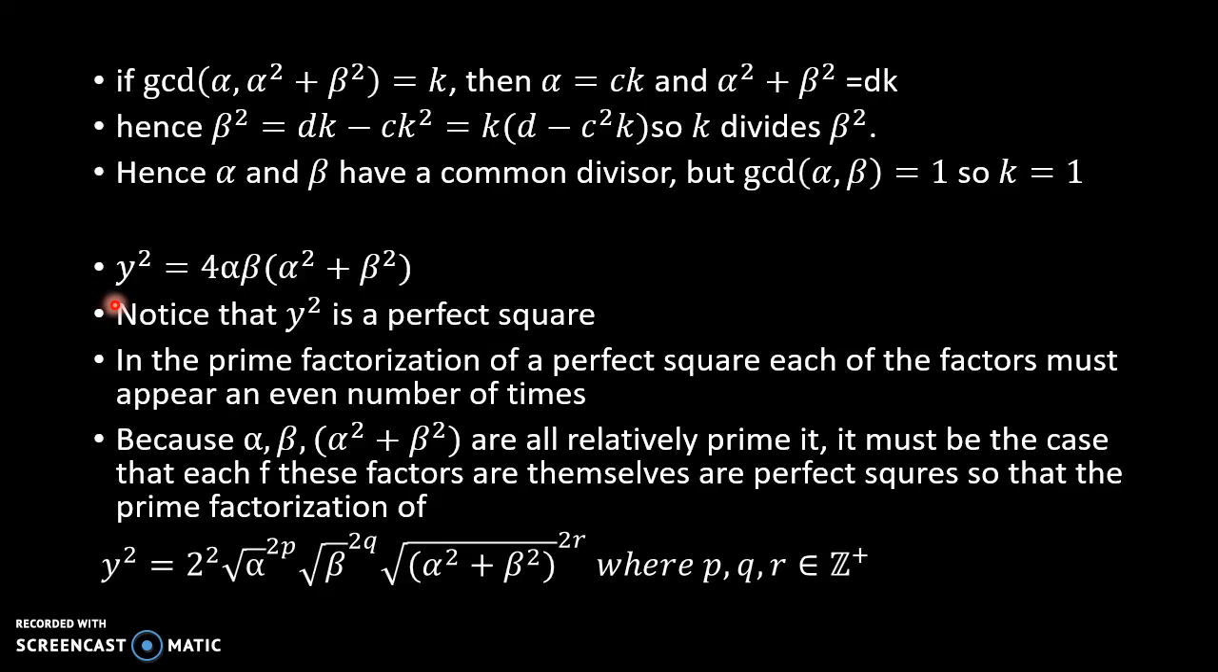Next, we take notice that y squared itself is a perfect square. We recognize that in the prime factorization of a perfect square, each of the factors must appear an even number of times. Because alpha, beta, and alpha squared plus beta squared are all relatively prime, it must be the case that each of these factors are themselves perfect squares, so that the prime factorization of y squared is this right here.